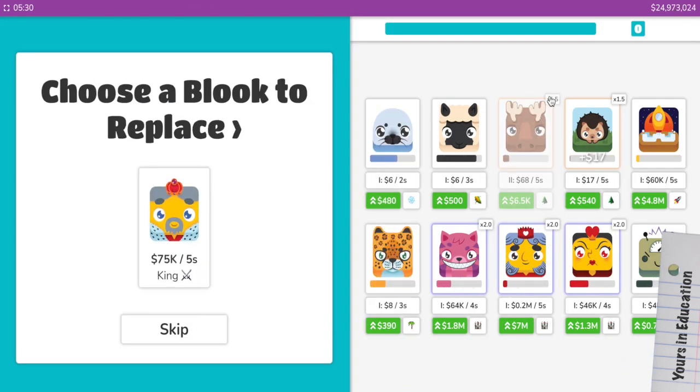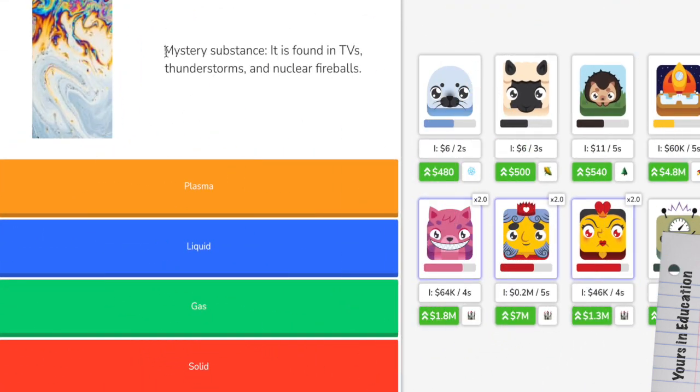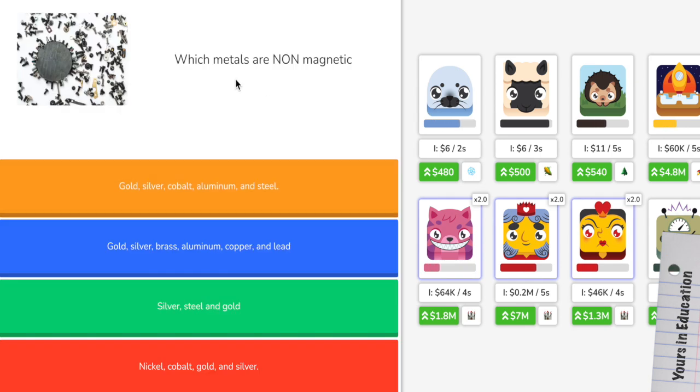Okay. What do I want? I want this. Okay. Mystery substance. It is found in TVs, thunderstorms, and nuclear fireballs. Okay, that is, it's not solid. Yeah. Plasma. Yes.